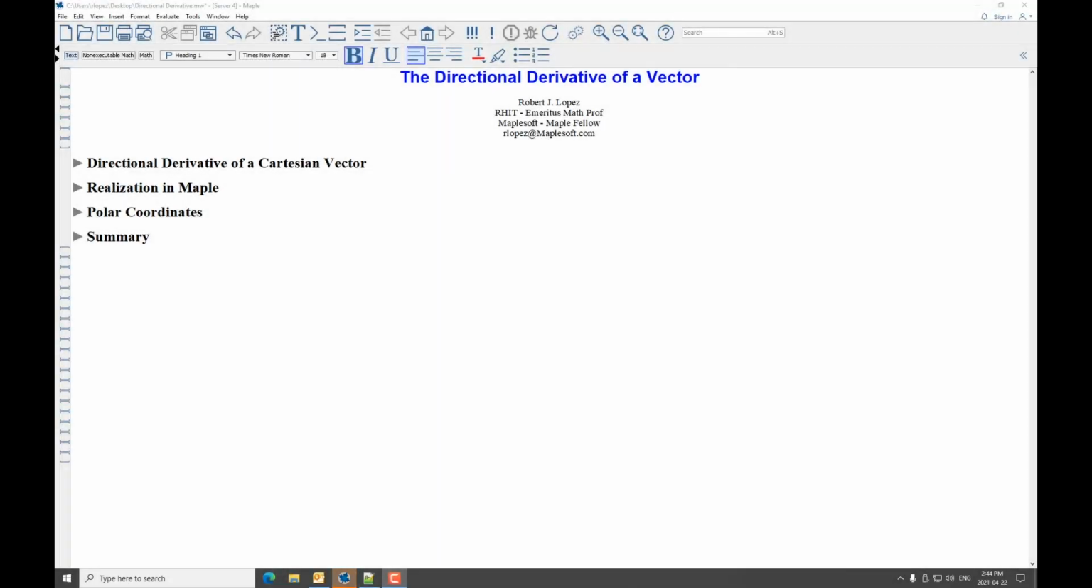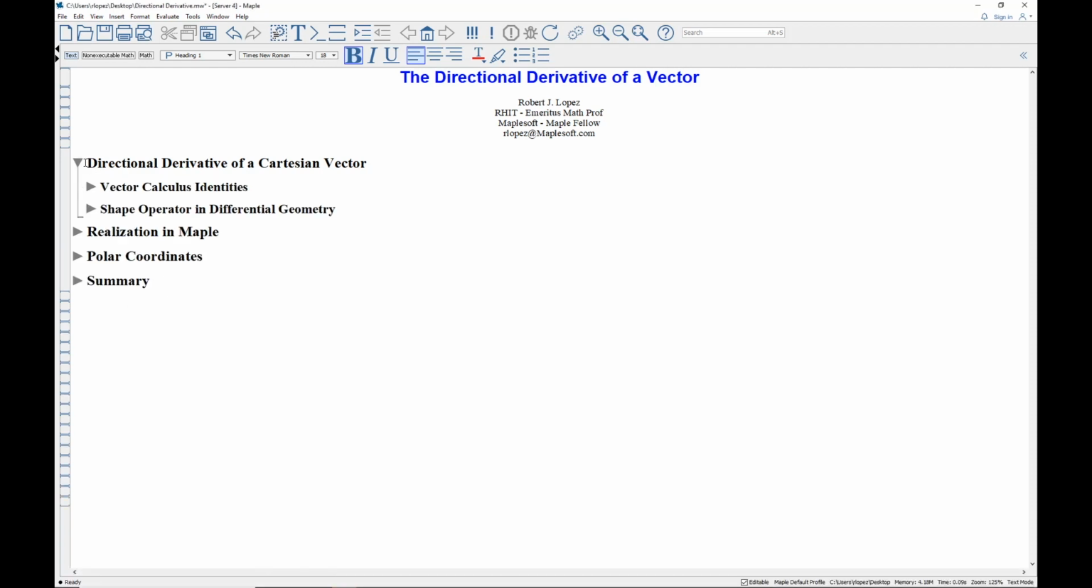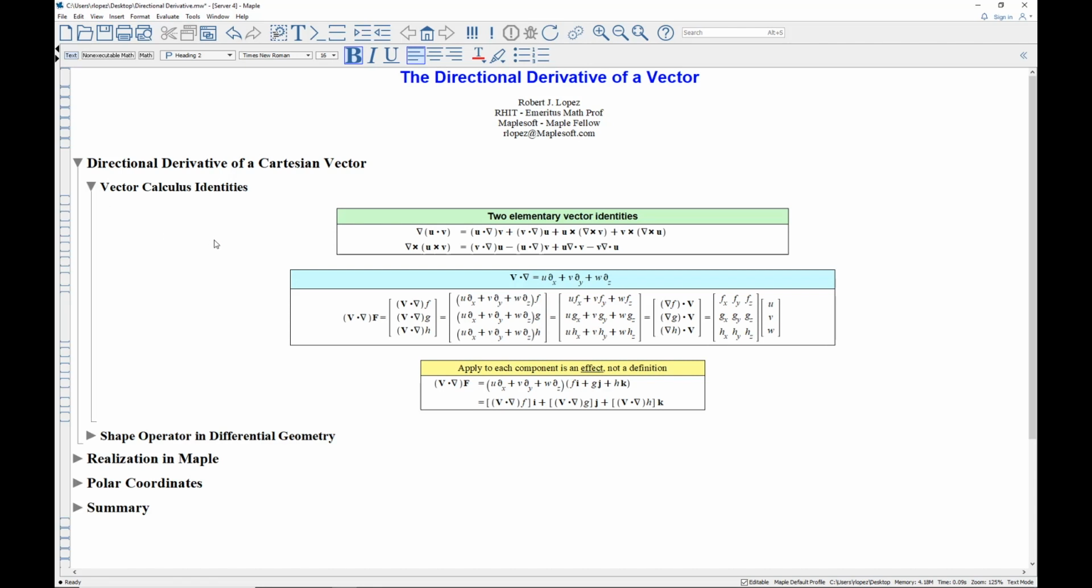The directional derivative of a vector. Let's begin by looking at the directional derivative of a Cartesian vector to see why we might be interested in looking at all this. The directional derivative shows up in a couple of vector calculus identities. Here are the two identities.